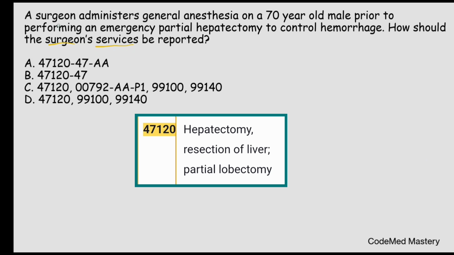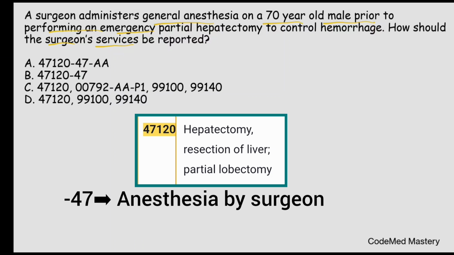In the question, they have mentioned surgeon administered general anesthesia on a 70-year-old male prior to performing emergency procedure, right? So, regional or general anesthesia provided by a surgeon may be reported by adding modifier 47 to the procedural service, because modifier 47 is for anesthesia by surgeon. Therefore, we have to append modifier 47 in this case. And the right answer is option B, 47120 with modifier 47. In option A, they have mentioned HCPCS modifier AA, that is for anesthesia service performed personally by anesthesiologist. But in this case, the surgeon is administering anesthesia. So we cannot append HCPCS modifier AA. So we are eliminating option A.